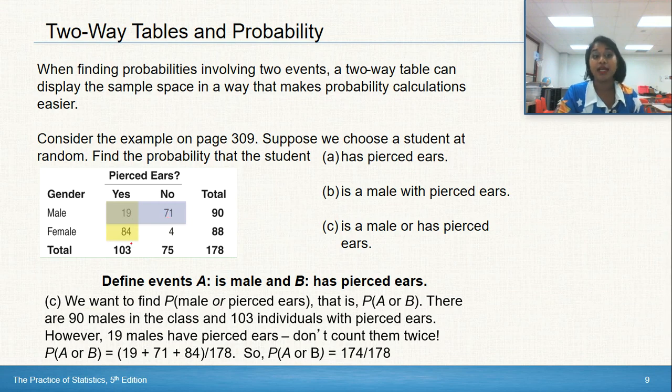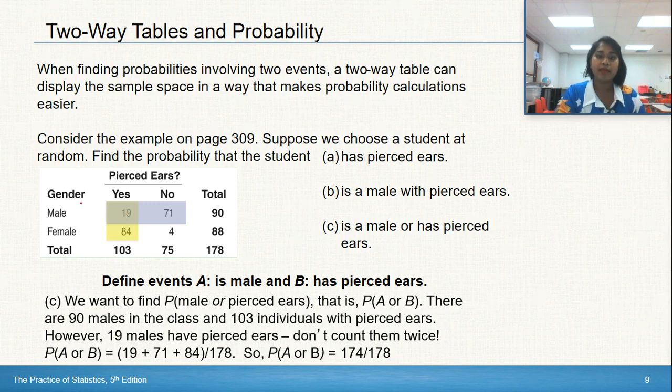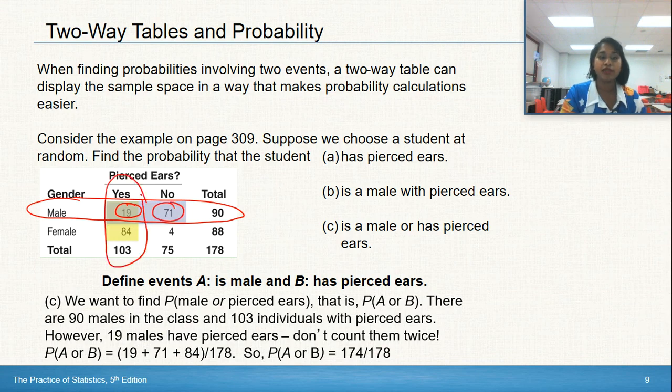And where did I get those numbers? I don't want to do 103 because I'm looking for somebody who has pierced ears, and 90 because I'm looking for somebody that's male. Those are the numbers that most kids might accidentally pick. Instead, I'm going to actually go in and use the values inside the categories that match. So, am I male? Okay, so here are my two values, 19 and 71. And do I have pierced ears? So here are my values, 19 and 84.